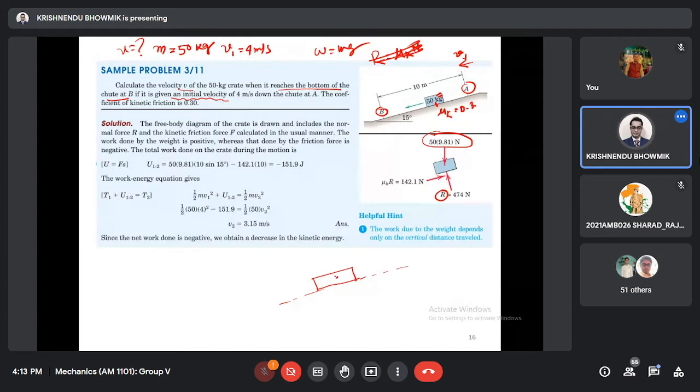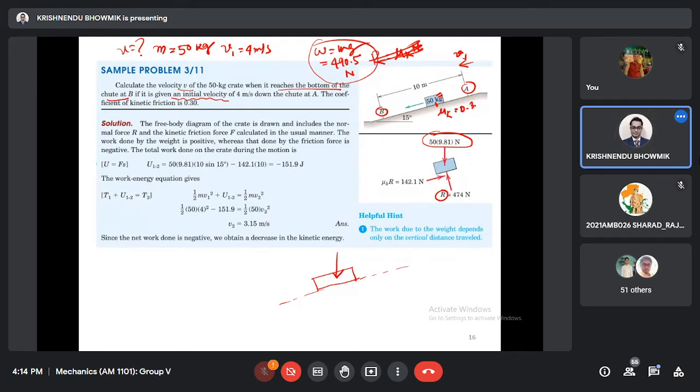So this is... Let me, I can use the calculator. Just wait. 50 multiplied by... The book has some step jump, it is giving issues. 50 multiplied by 9.81. Okay. That is 50 multiplied by 9.81. This is 490.5 Newton. This is the W acting here.